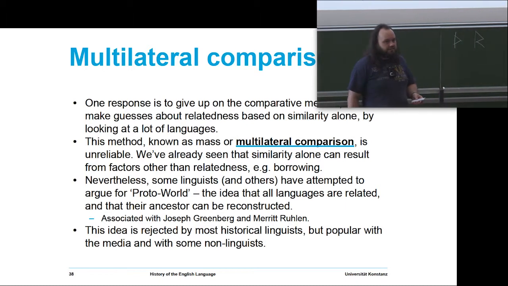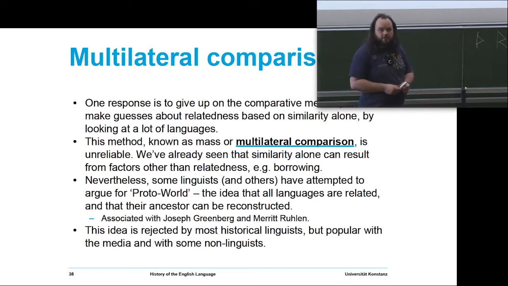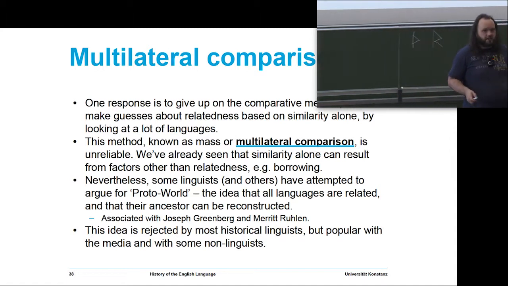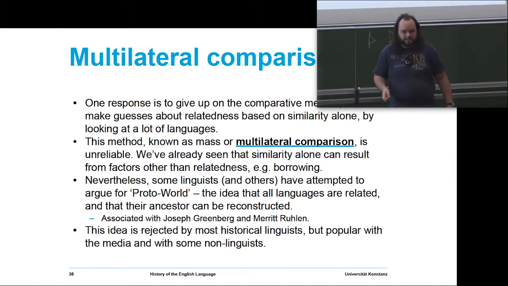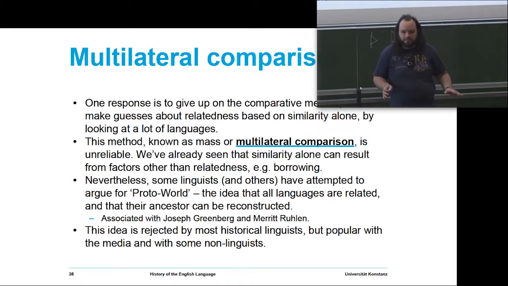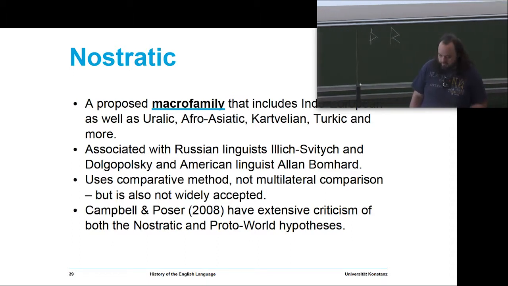But what's interesting about this idea, and the reason that I'm mentioning it now, is that it's very, very popular in the media. So if you read magazines like New Scientist, you will see people saying things like, linguist discovers that all of the world's languages are related. And that's because magazines like New Scientist like things that are kind of controversial and a bit out there. And that's fine. But it also needs to be borne in mind that these results are usually not considered by historical linguists to be robust.